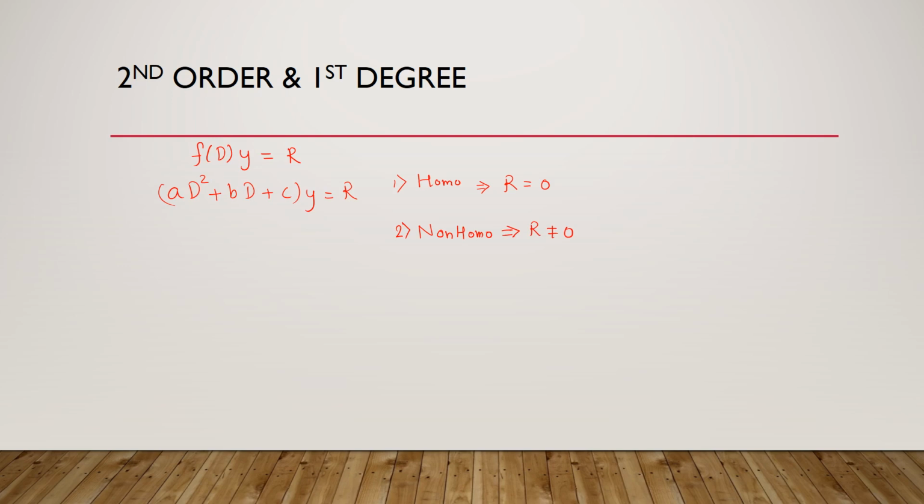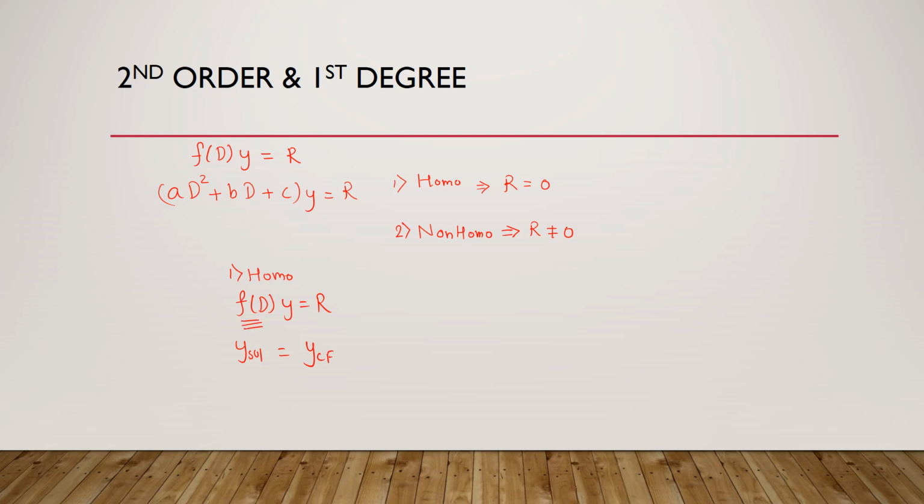So let us consider the first case, that is a homogeneous differential equation of second order. In this we are saying that the value of R is equal to 0. So the solution of such a differential equation is the same as the complementary function, which we obtain by finding the roots of the given equation.